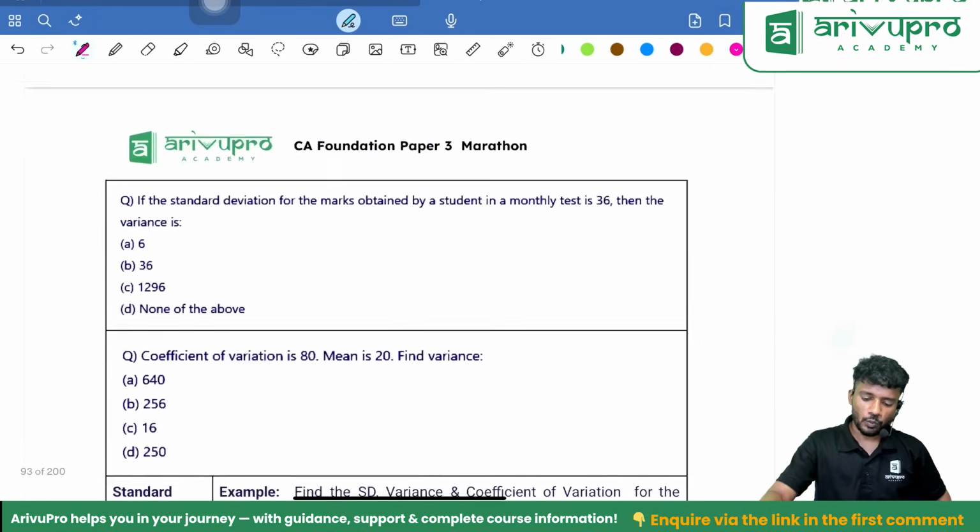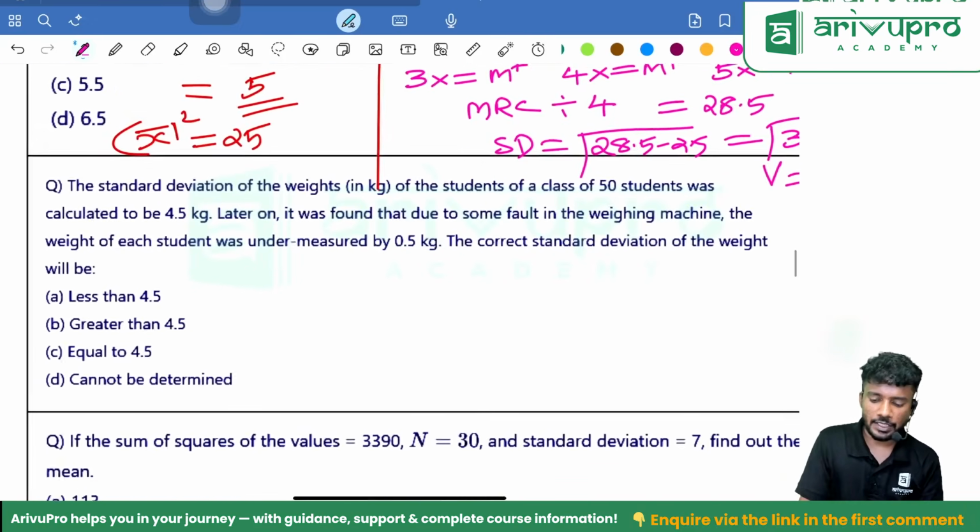Group data we will do after a break. I need to set this pen correct.